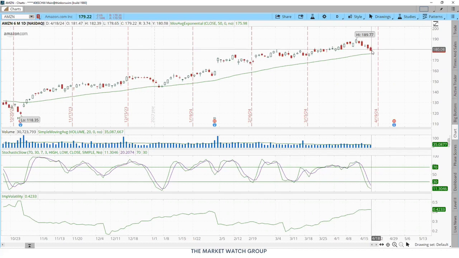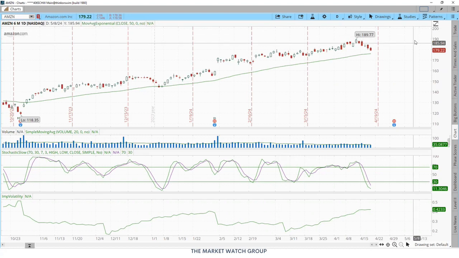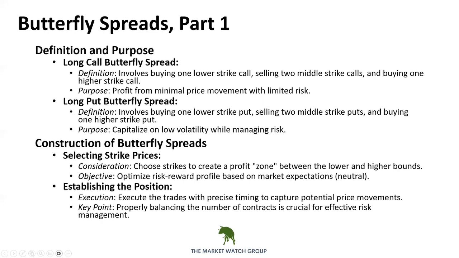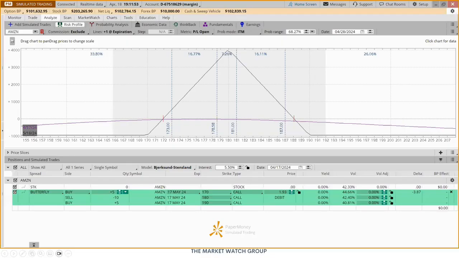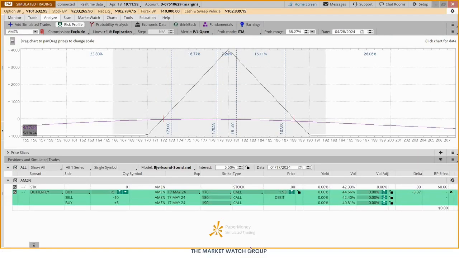But you might say, Scott, it feels like it could maybe keep going higher and get up towards this 190, 192, 193 area. And if it gets up into that area, it's not a big loss, but I start losing money up there. What can I do?